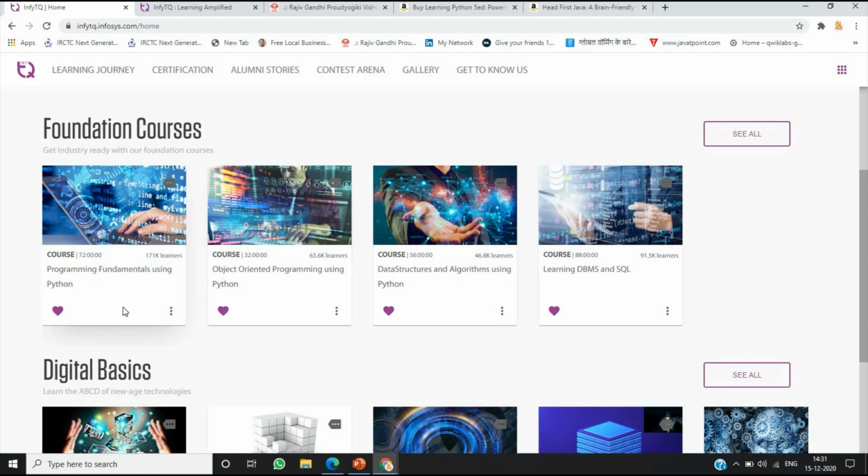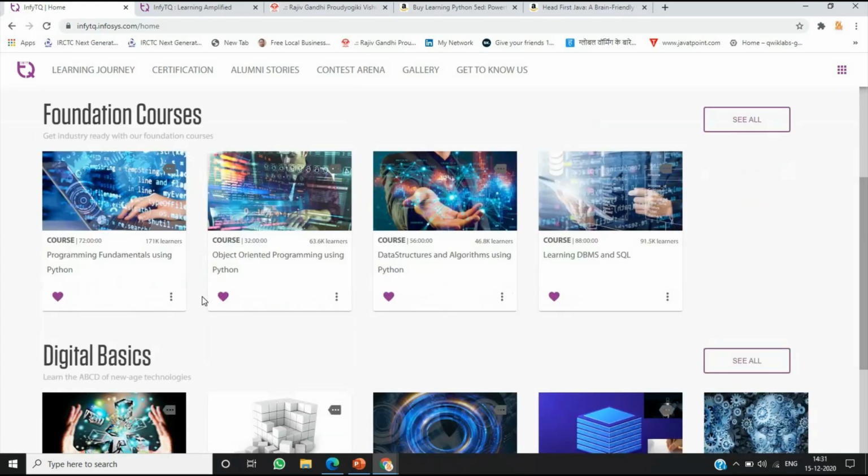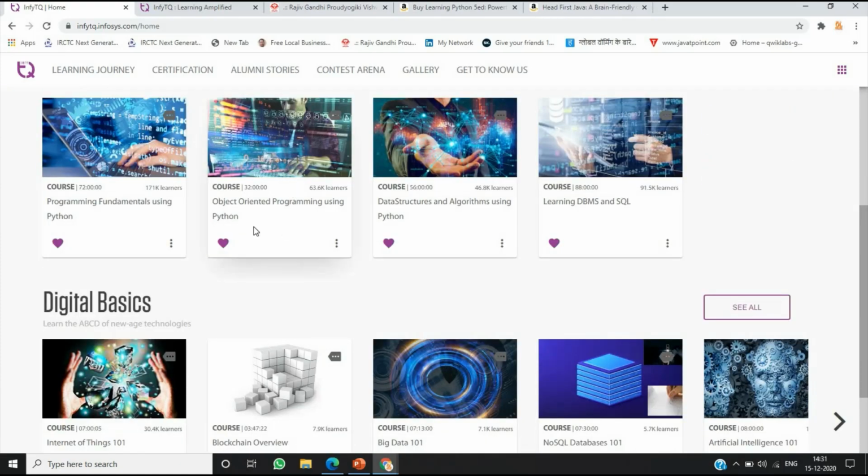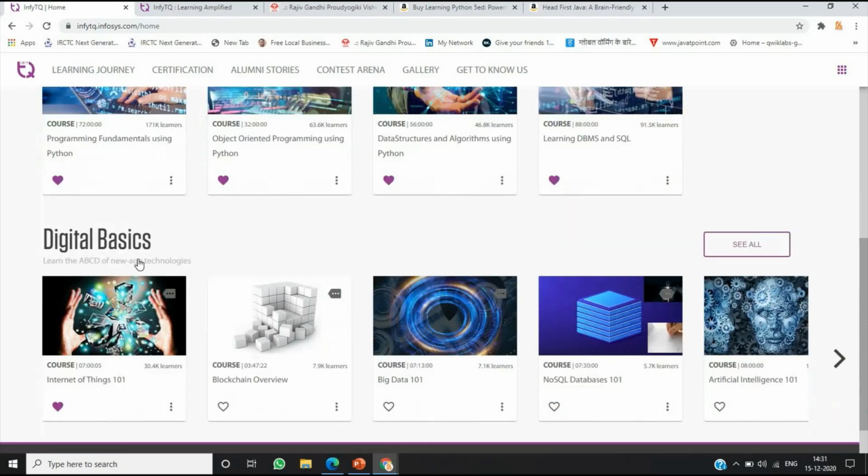You can see the programming fundamentals using Python. There is no Java syllabus at all, but soon it will be released. There is object-oriented programming using Python. There is data structure and algorithm using Python, and learning DBMS and SQL.